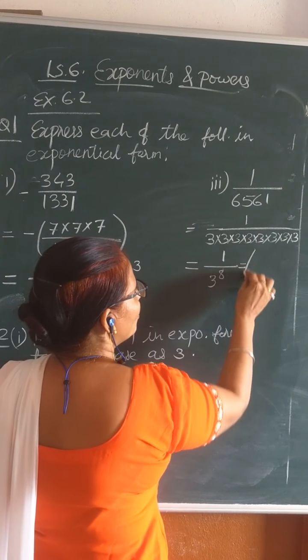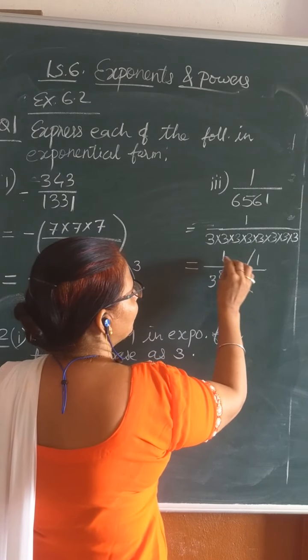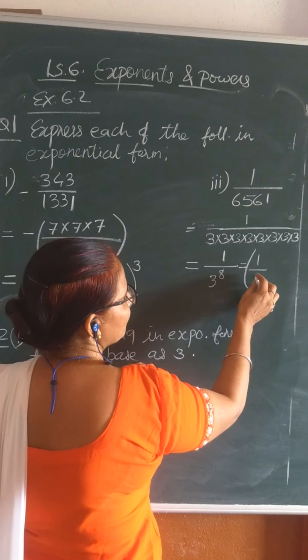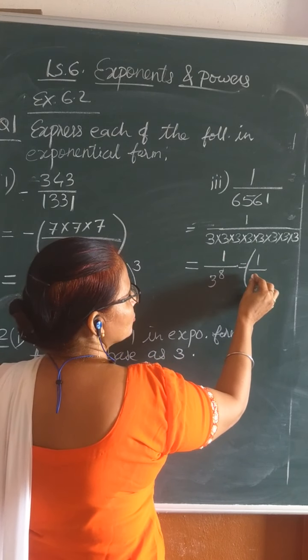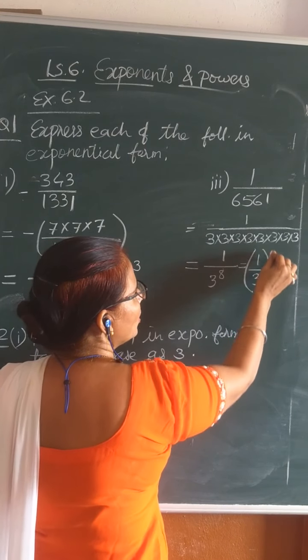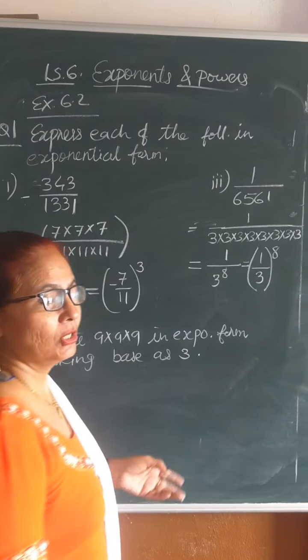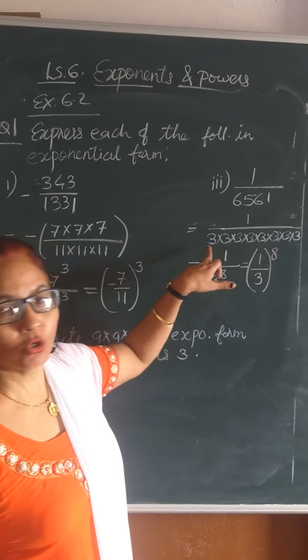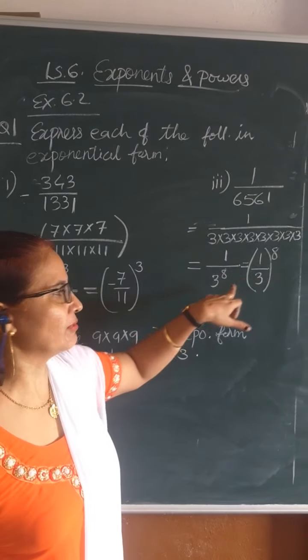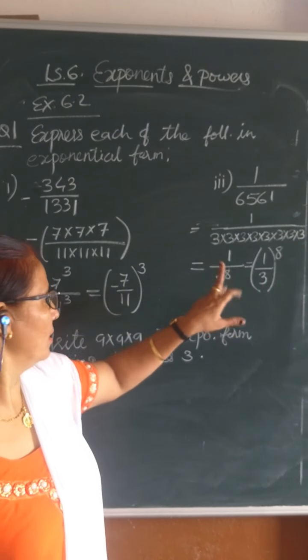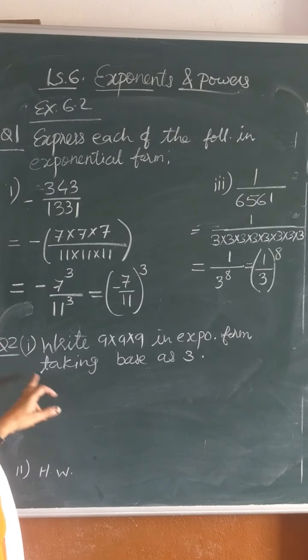And now you know for 1 you can take any power, so the answer will be 1 only. So 1 by 3 whole raised to the power 8. You know 1 raised to the power 8 is always 1, and 3 raised to the power 8 is there in the denominator. Now let's see question number 2.